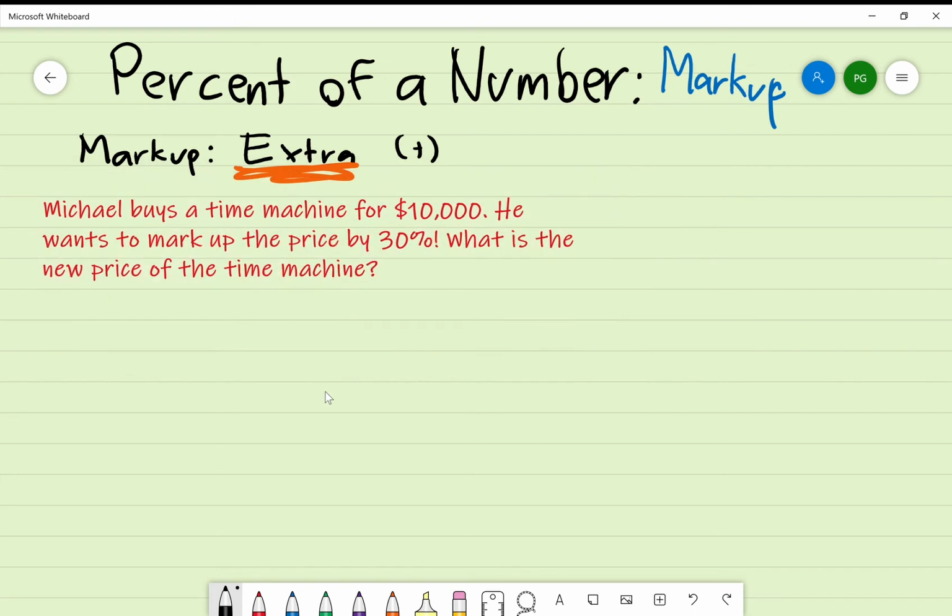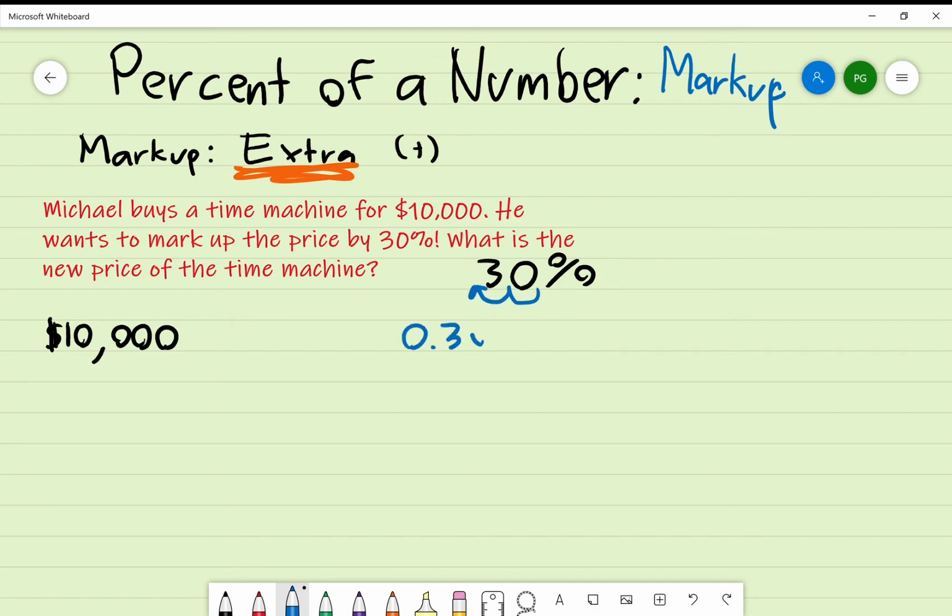Okay, so you take your original amount, which was going to be $10,000. That's how much Michael bought the time machine for. But he wants to mark up the price by 30%. All right, 30%. As a decimal, we're going to move that decimal point 2 spaces to the left. That's going to be 0.30. Okay, so we're going to take Michael's 10,000 and multiply it times 0.30. So 10,000 times 0.3 equals 3,000. So Michael's markup is going to be $3,000.